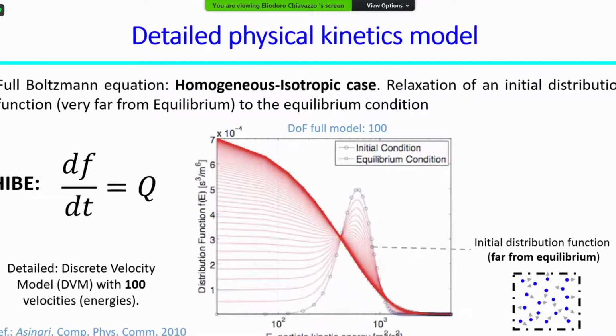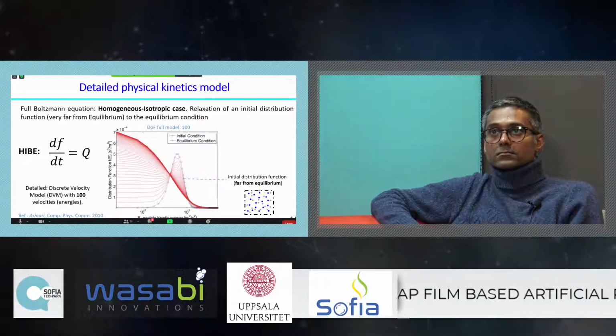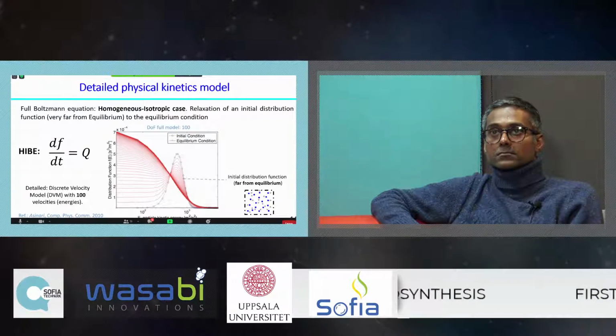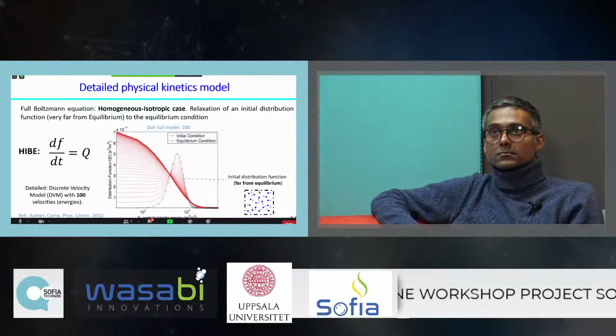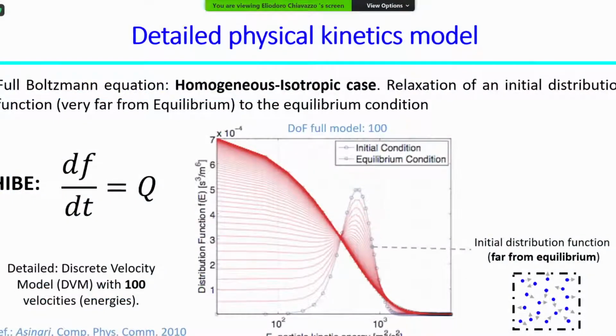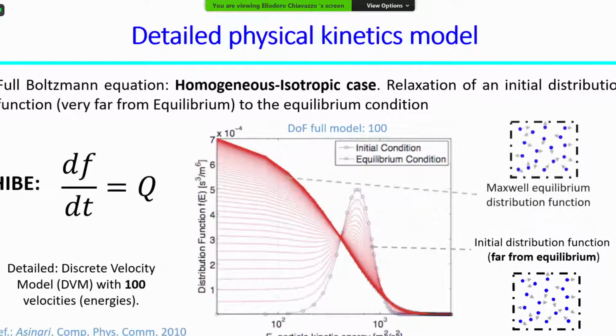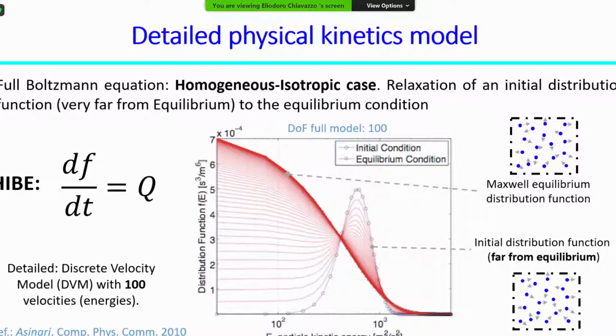Here is yet another system. This is the homogeneous isotropic case of the full Boltzmann equation. And you know that the full Boltzmann equation describes the evolution of a distribution function for a gas, for instance. It's a very complicated model, as you might know. If you start from an initial distribution in terms of kinetic energy for the molecules of a gas that is pretty far from equilibrium, the time evolution of this distribution function will be described accurately by the Boltzmann equation.